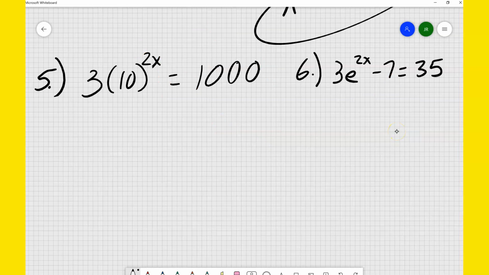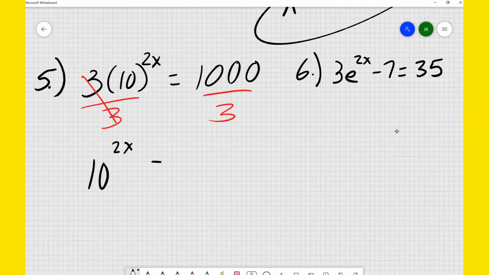All right, let's do these. These are also exponential equations, trying to get x by itself. So what do we do first on number 5? The 3 can't multiply with the 10. I want to get rid of the 3 by dividing that 3 on both sides. That gives me 10 to the 2x equals, I'm just going to leave it as 1,000 over 3. I could get a decimal approximation, but let's leave it exact for now.